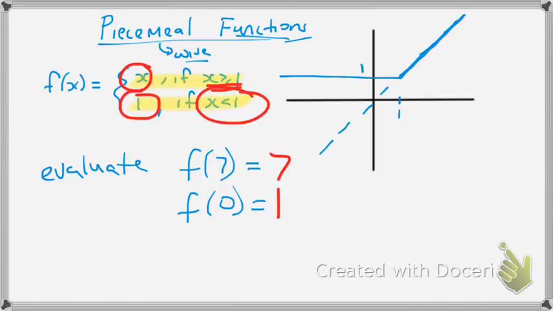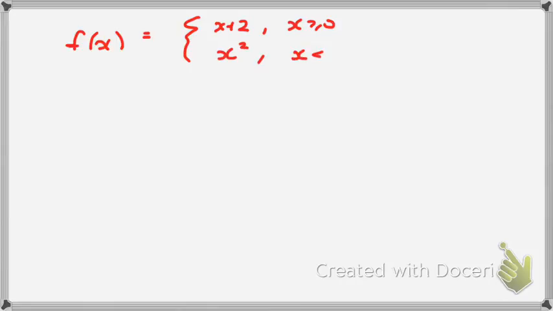Okay. Let's do another example. Let's say that f(x) equals x plus 2 for x greater than or equal to 0. Should have the word if there, but whatever. And x squared if x is less than 0.